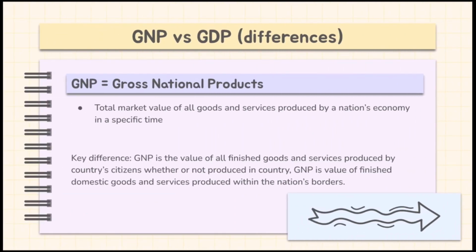Now we have something called GNP, which is similar but different from GDP. GNP is the total market value of all goods and services produced by a nation's economy, and gross domestic product is the value of the finished domestic goods and services produced within a nation's borders. So it's very different from GNP. GNP is the value of all finished goods and services owned by a country's citizens, whether or not those goods are produced in that country, whereas GDP covers whoever is living in the country, whether it might be a foreigner or not.